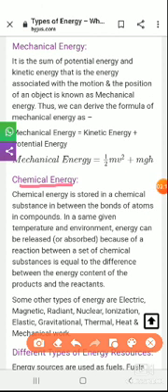Now dear students, we can say that chemical energy is stored in a chemical substance in between the bonds of atoms in compounds in a same given temperature and environment. Energy can be released or absorbed because of a reaction between a set of chemical substances is equal to the difference between the energy contents of the products and the reactants.